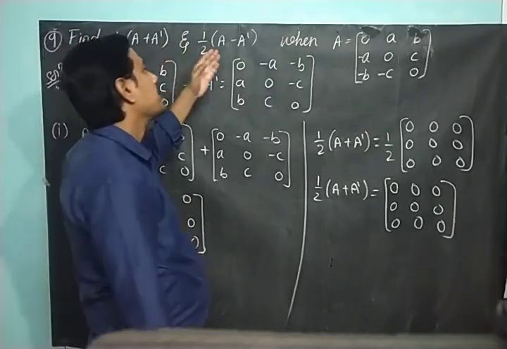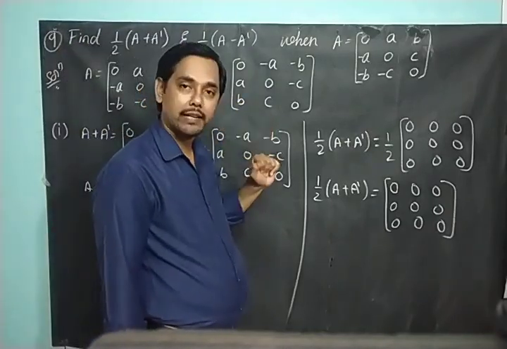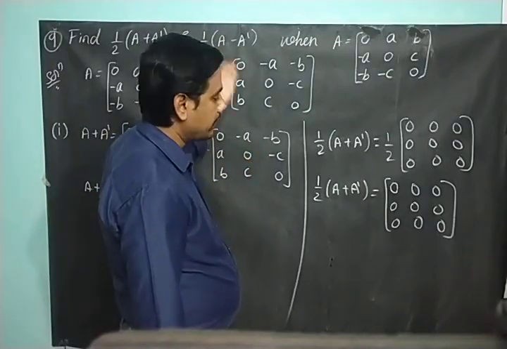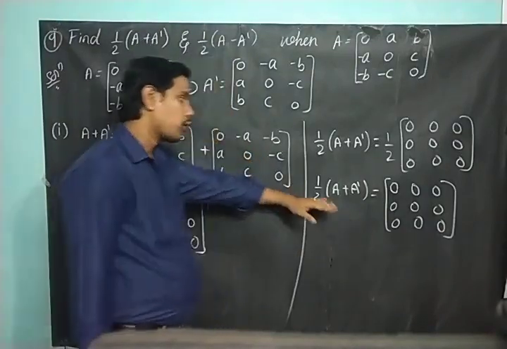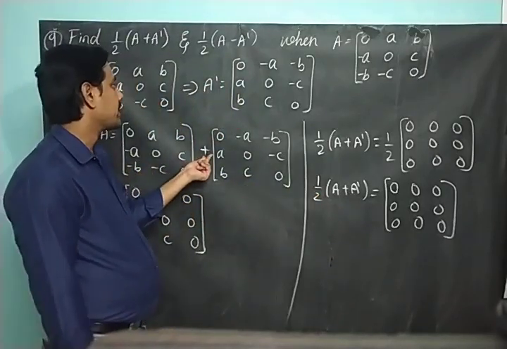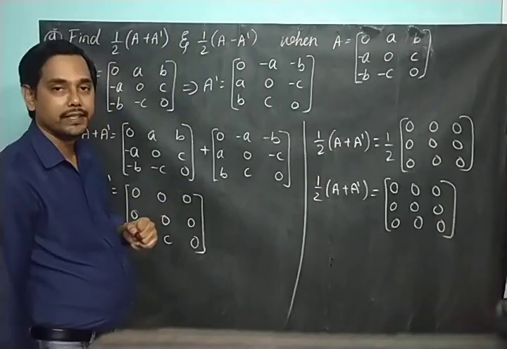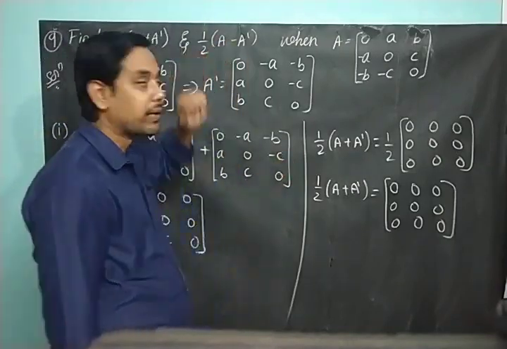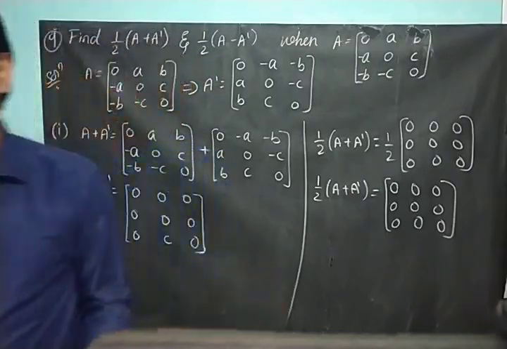On a similar basis, you can try the second one also. You can try this second part yourself. Up to here, I have shown how to solve it. The only thing is you need to take the negative of this, A minus A dash. Is that clear? Okay. Now pause this video, take down the notes and try the second part by yourself. Okay.